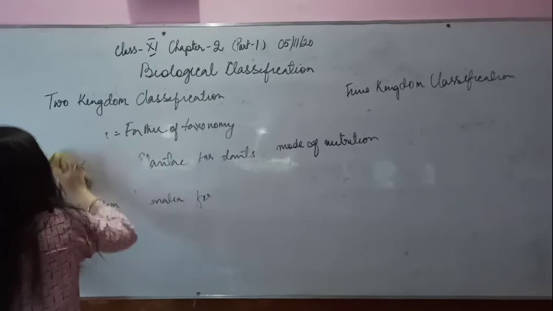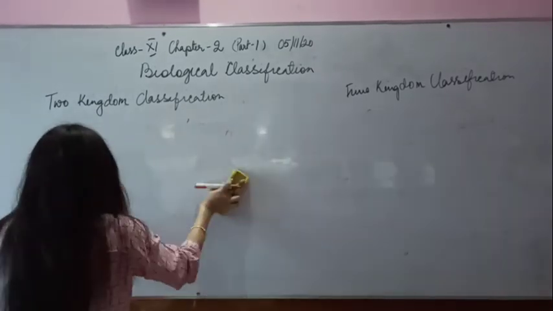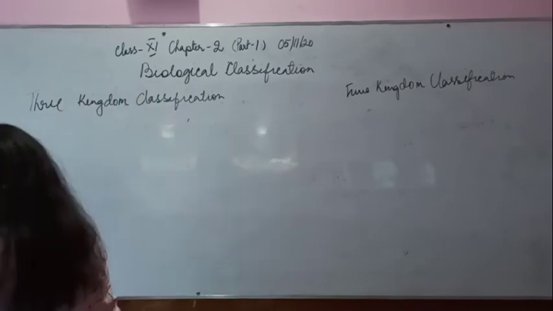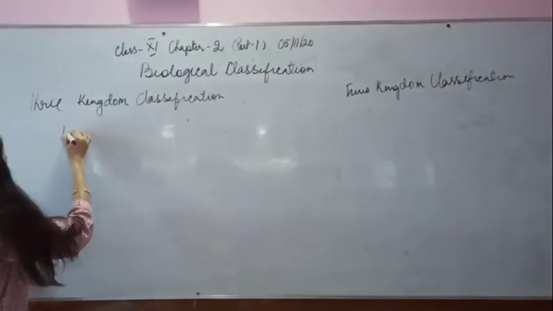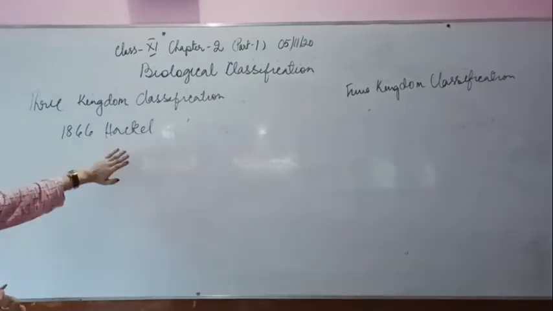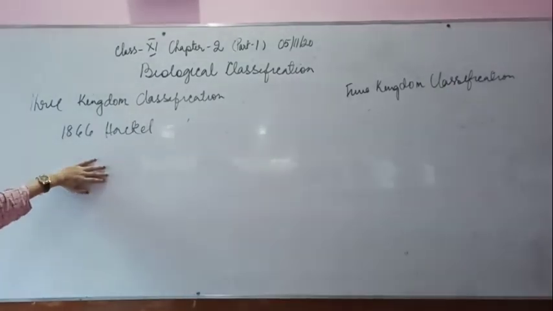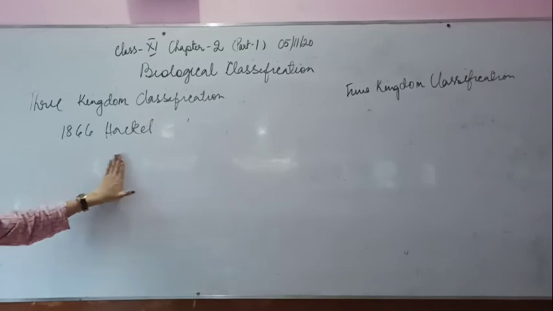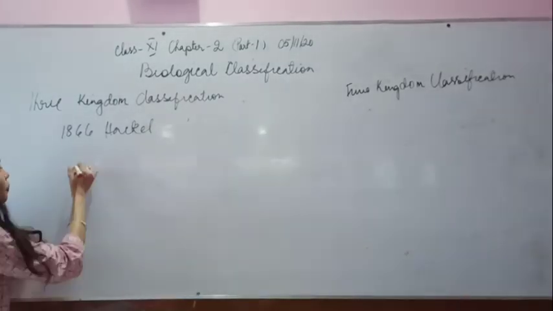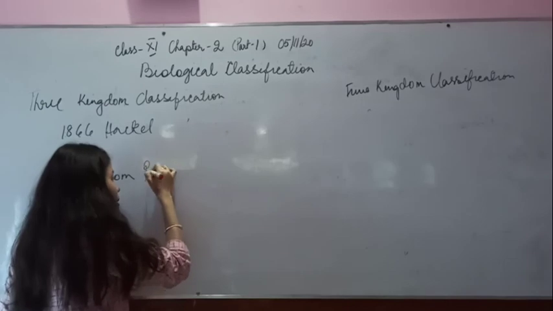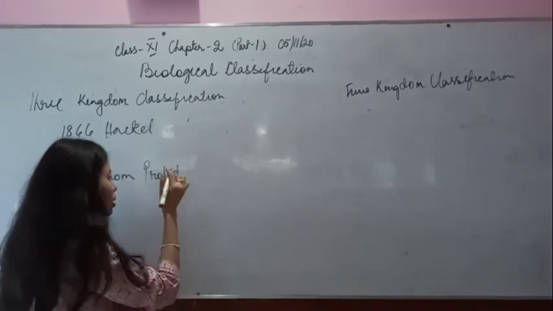The next system of classification is the three kingdom classification. In 1866, a person called Haeckel came up with an idea to separate unicellular organisms, algae and fungi from the kingdom Plantae, and he called them Kingdom Protista. So he came up with a new group of organisms and a new name, Kingdom Protista.